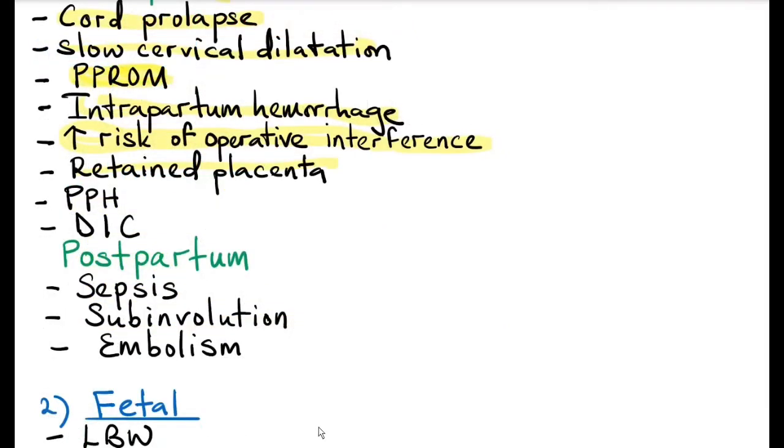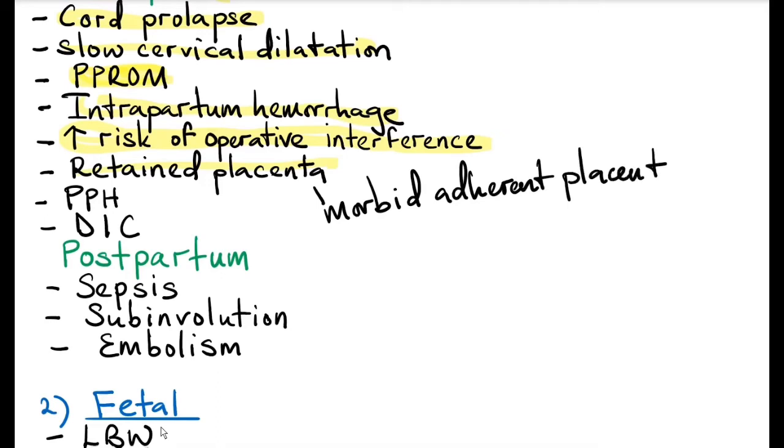Retained placenta. This is an abnormally attached placenta. Placenta won't come out on its own. You have to manually remove it. This is caused by a morbid adherent placenta, which is basically an abnormally attached placenta to the uterine wall. It is seen in placenta accreta. Placenta accreta occurs most commonly in patients who've had a previous cesarean section, and the risk increases in patients who've had 2 or more previous cesarean sections.